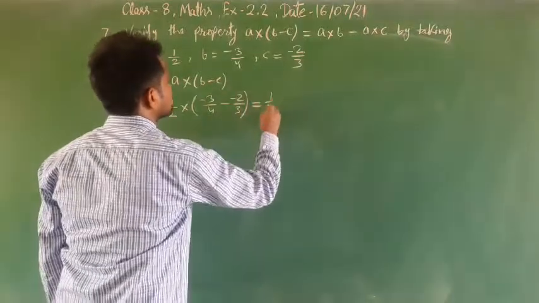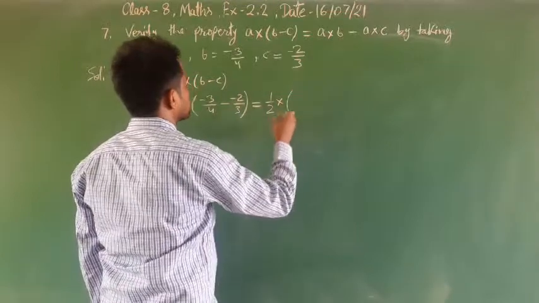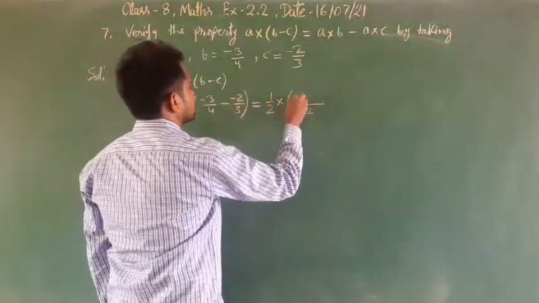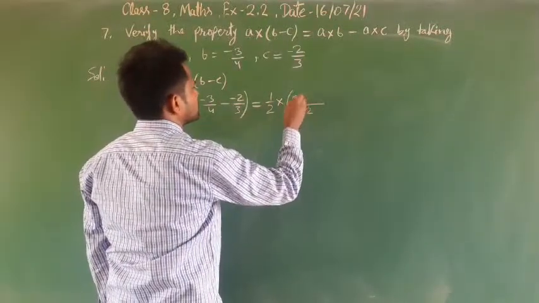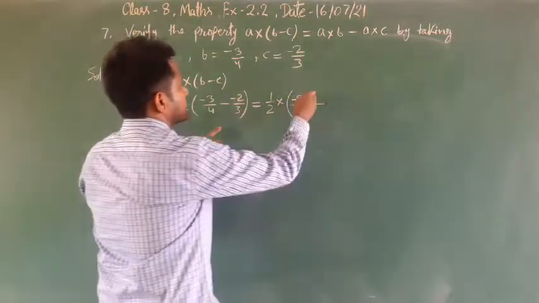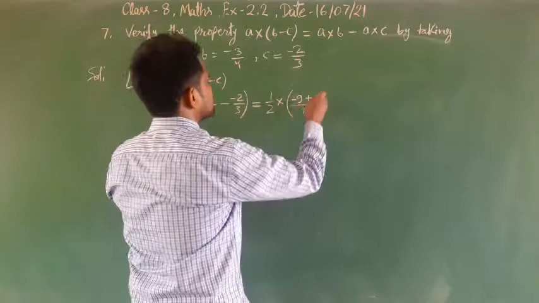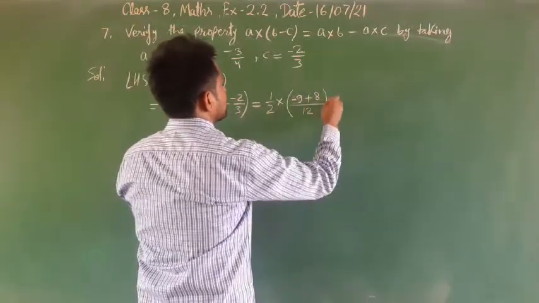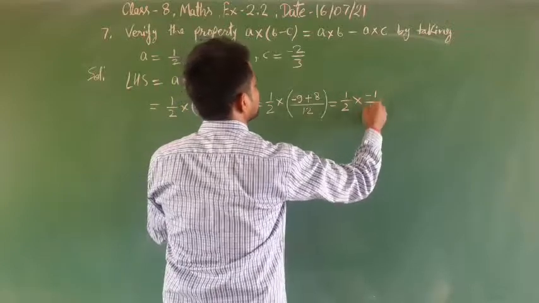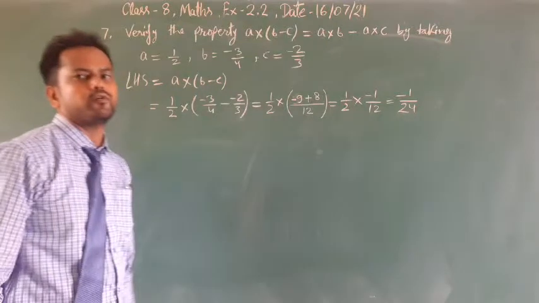Solve this. 1 by 2 into, the LCM is 12. 3 threes are minus 9, minus minus is plus, and 4 twos are 8. We get 1 by 2 into minus 1 by 12, that is minus 1 by 24.